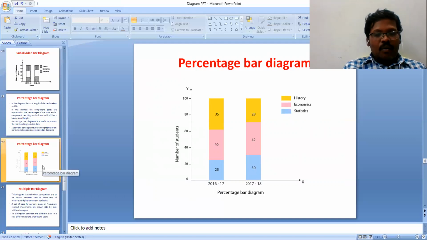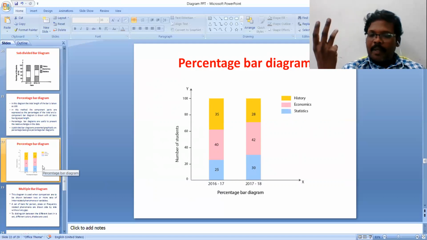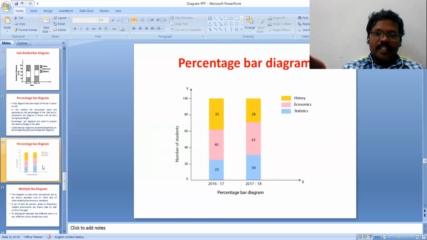So like that, how it was changing, what aspect is changing more, what is declining, and how much it is declining. All these things we can see in the percentage bar diagram. Otherwise it looks like a subdivided bar diagram only, but the subdivided bar diagram explains in percentages. That's why it is called a percentage bar diagram in this particular case.